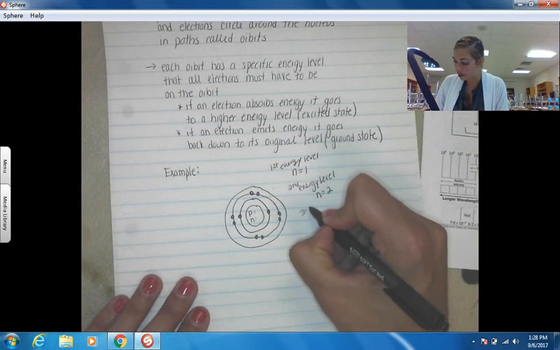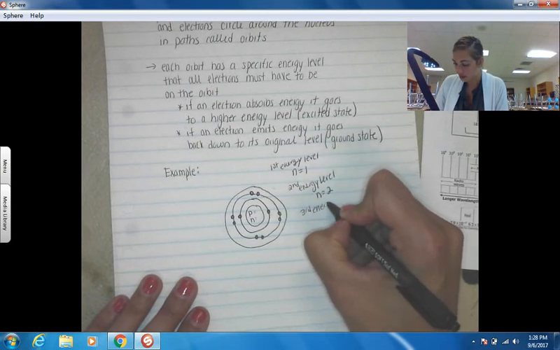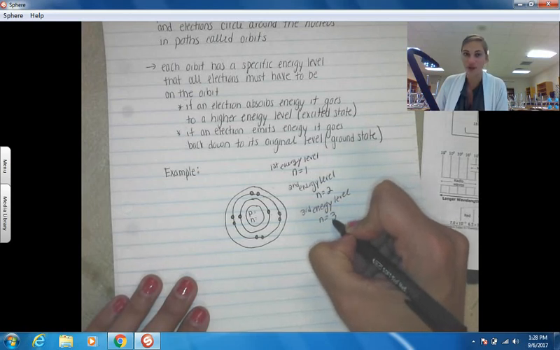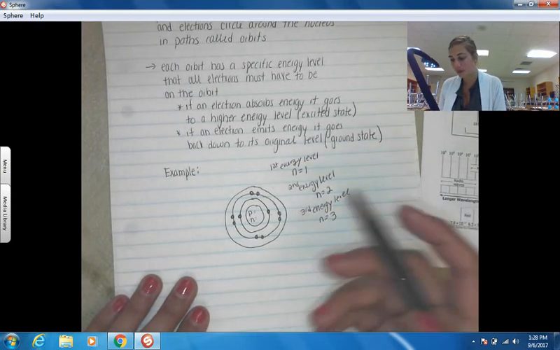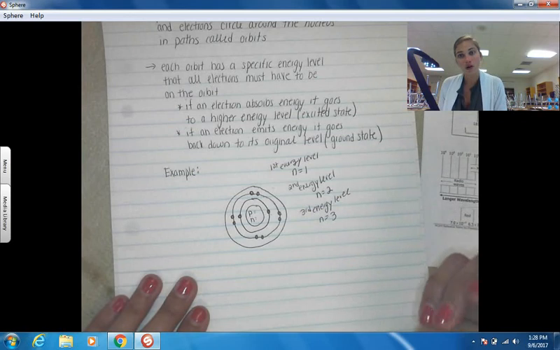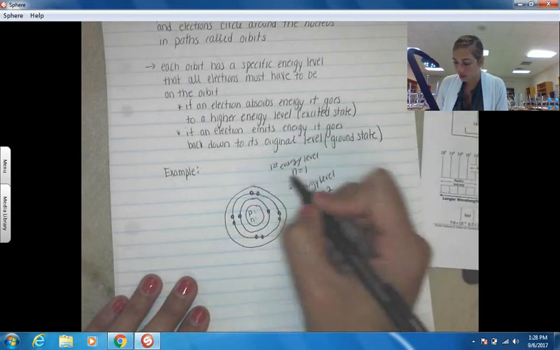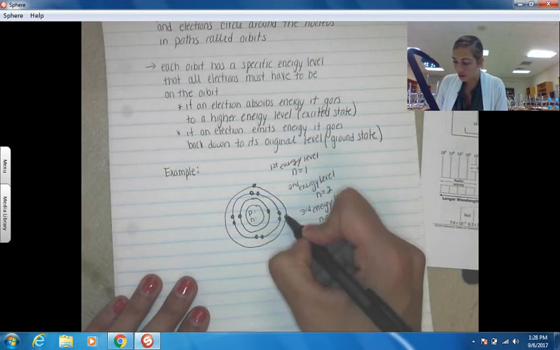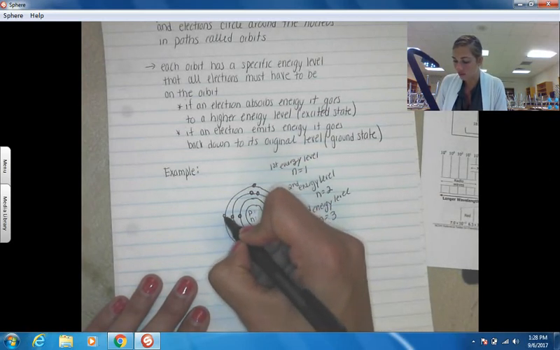Our third energy level is represented with n is equal to 3. Hopefully you're catching the pattern. Now this energy level can also hold 8 on it. So we already have 10, and we just need 4 more. Notice how I'm not putting all these electrons right next to each other.